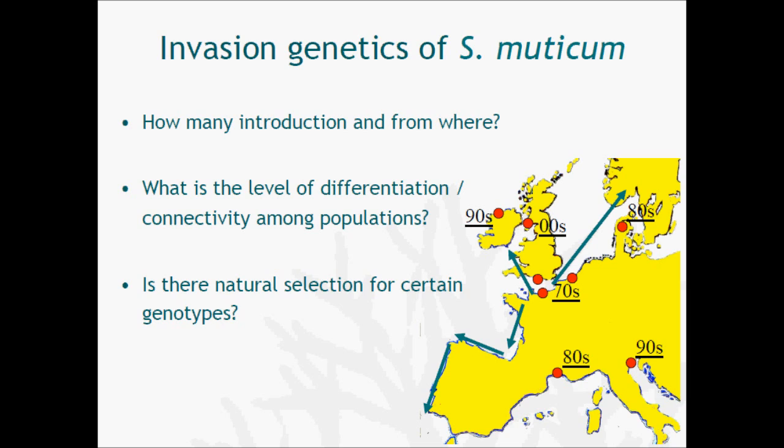Here in the 90s, probably a different introduction too, and the spread. It's very interesting with invasion genetics to know the level of differentiation between populations, whether there are connectivities, etc. This is a good tool to study invaders. I'm thinking about Caulerpa here. And the other question is whether there is natural selection in the introduced zone for certain genotypes. You'll see later that for Sargassum muticum this is not really important, because practically only one genotype is introduced. But it's important to know.